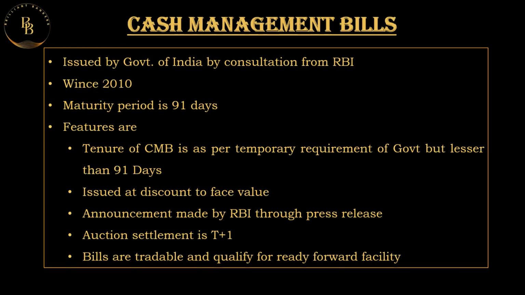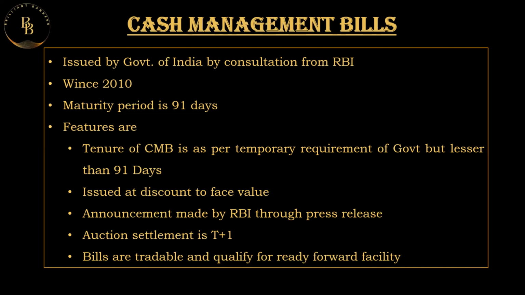The maturity period is up to 91 days, and the tenure or the amount notified and the date of issue of the proposed CMB depend upon the temporary cash requirement of the government. However, the tenure of the proposed bill is always less than 91 days. The bills are issued at a discount to the face value through auctions, as in the case of T-bills also.